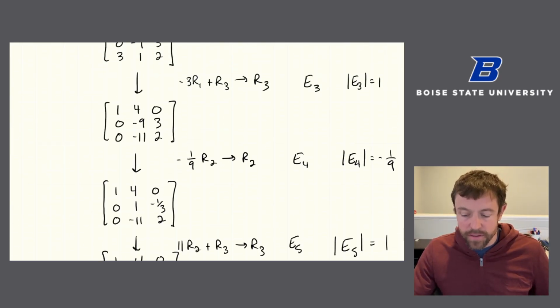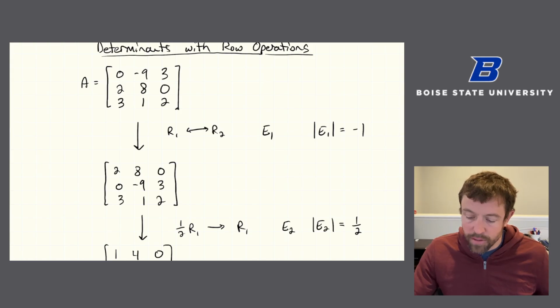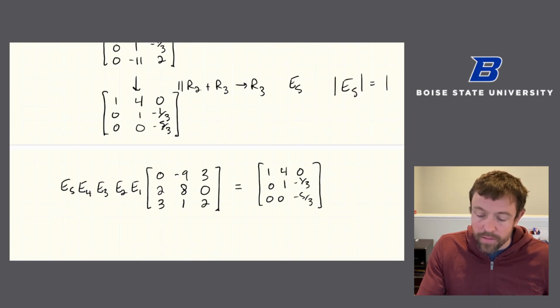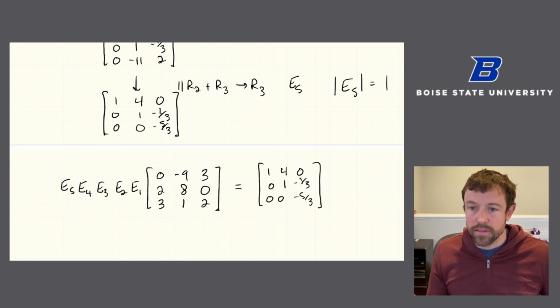So go back over this and convince yourself that this is what just happened. I started with this matrix. I first applied E1, then E2, then E3, then E4, then E5, and I got this resulting matrix. And expressed as an equation, this is what we get.